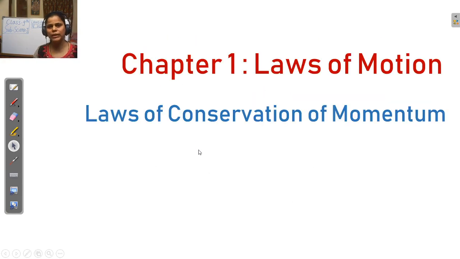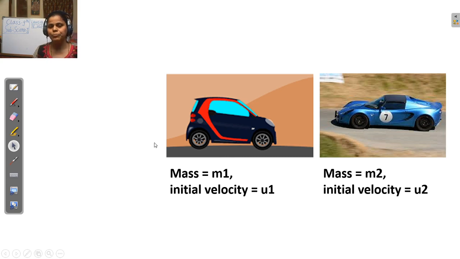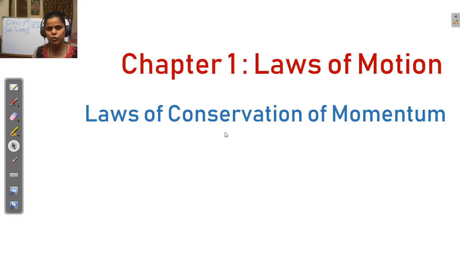And our today's topic is Laws of Conservation of Momentum from chapter 1, Laws of Motion. So let's start. Assume that these are two objects having the mass m1 and m2. The initial velocity of the first object is u1 and the initial velocity of the second object is u2. We have to prove the law of conservation of momentum.